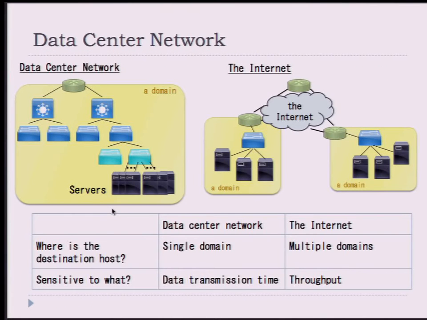So DCTCP focuses on data center networks. Why do they focus on data center networks? What is the difference between a data center network and a normal network like the internet? This picture shows the difference. I show two perspectives of the difference.